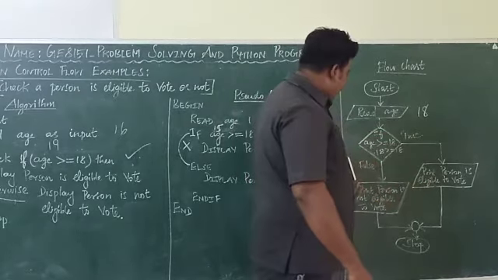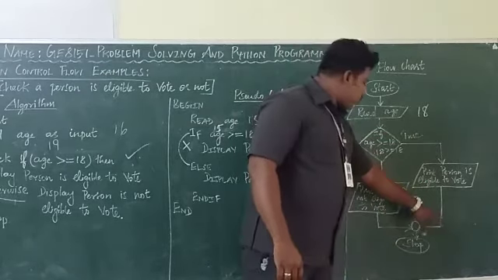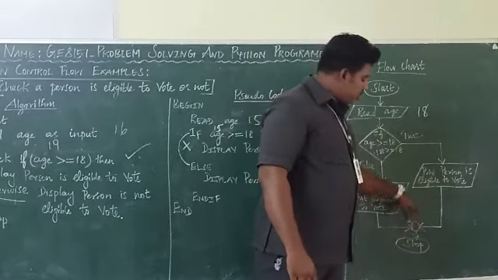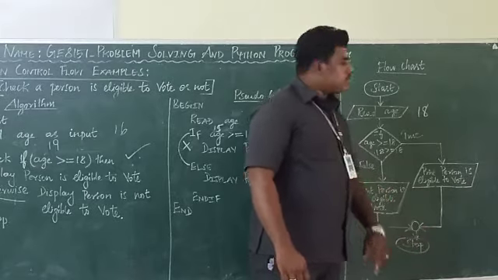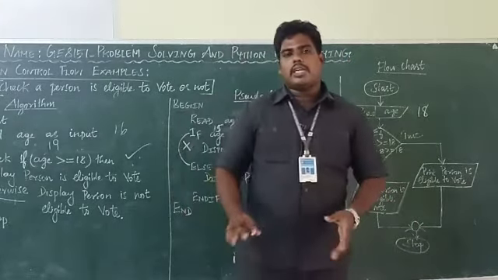For printing we have to use the parallelogram symbol. Now multiple flow lines are coming, so we have to use the connector symbol and stop the flowchart. I hope you understand these concepts.